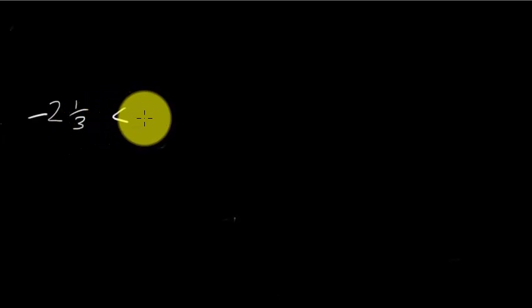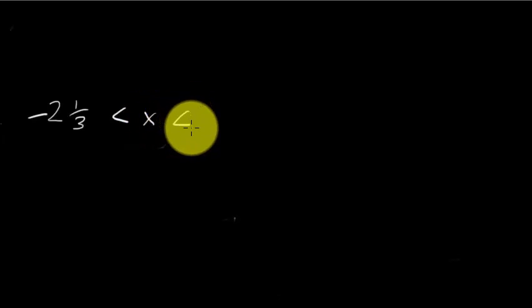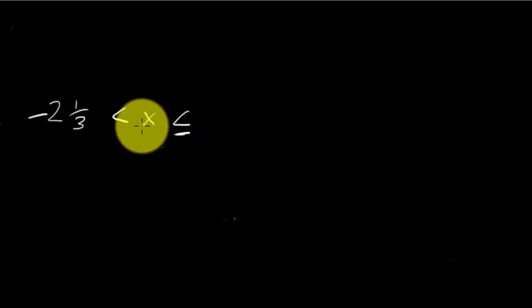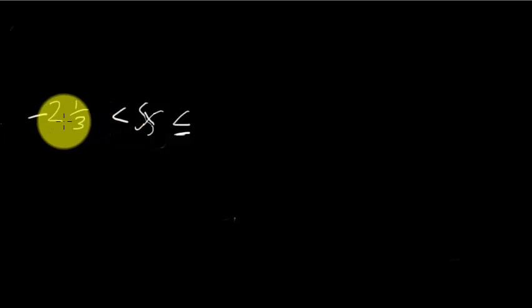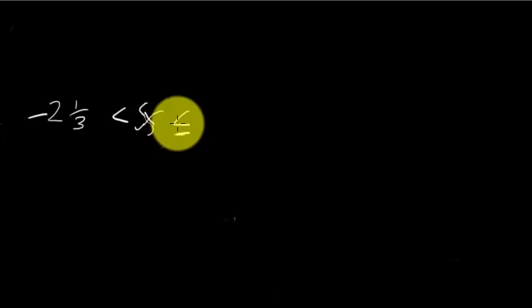Then we have x. And then we have a less than or equal to symbol. Okay, so that's x. It's not a times symbol. I'll put in some serifs. So negative 2 and a third is less than x, and it's also less than or equal to 3.4.